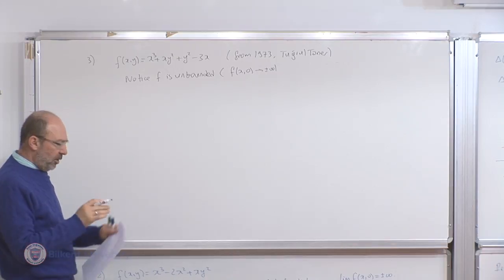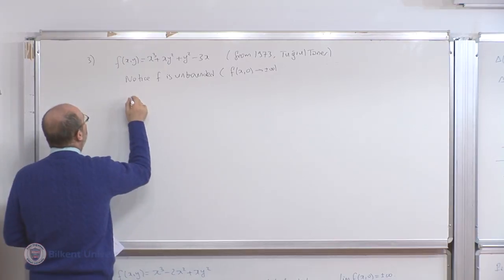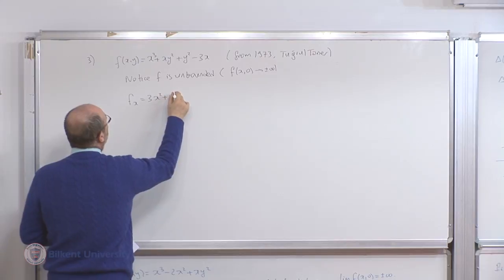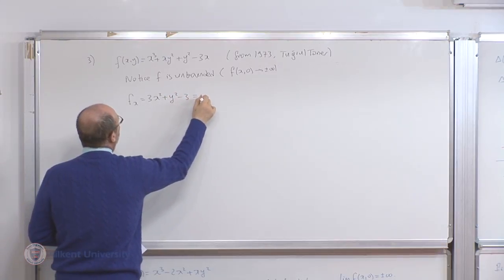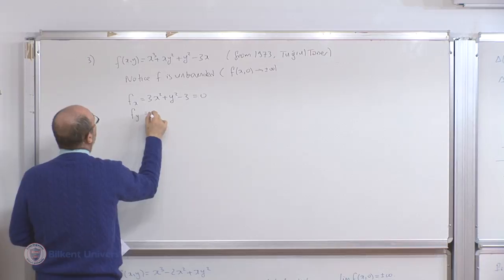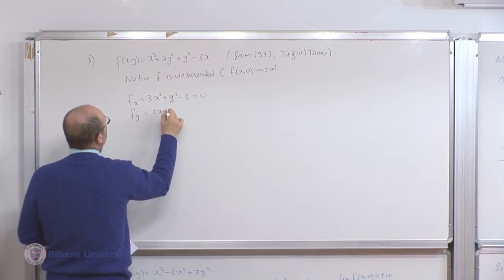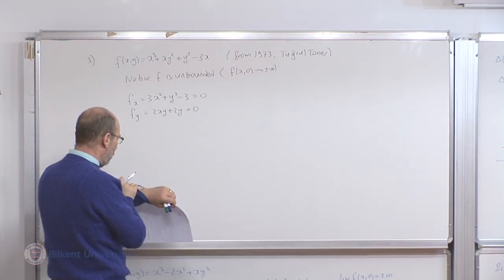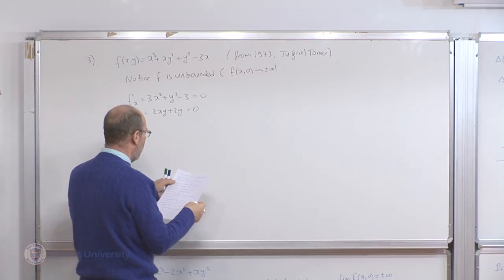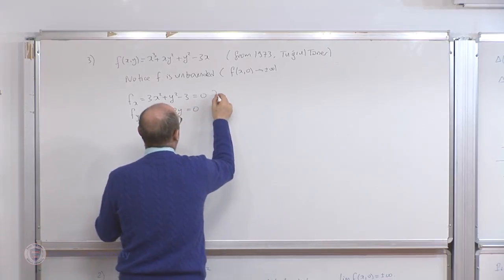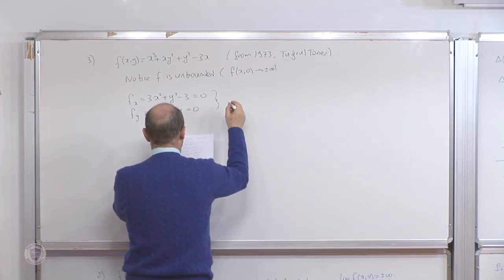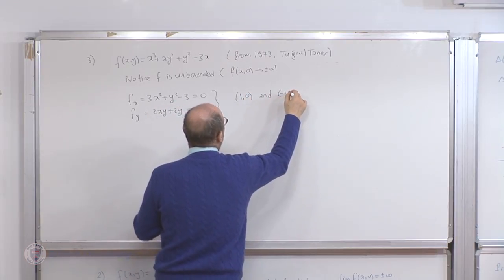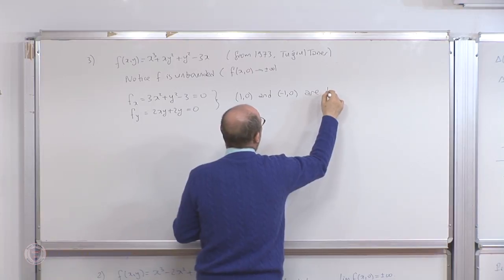There are local ones. Okay, we take the derivatives. Fx equals 3x squared plus y squared minus 3. I want to solve this. Fy equals 2xy plus 2y equals 0. So since we are going to have a quiz, let me just write the solutions. So from here, we get (1, 0) and (-1, 0) are the only critical points.